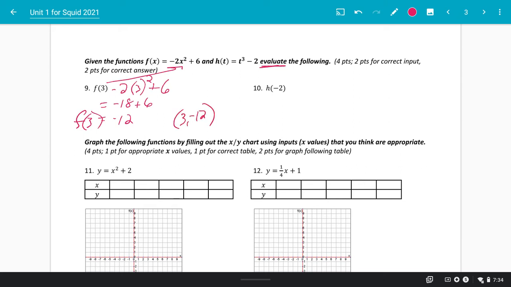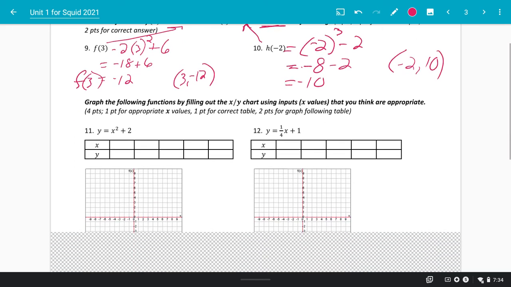All right, h of 2, I got to plug that one in there. So I got -2 cubed minus 2. Well, -2 cubed is a -8. -8 minus 2 is a -10. So I got (-2, -10).